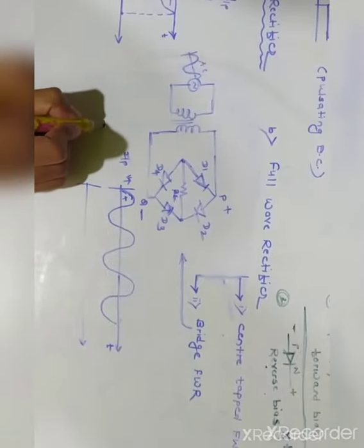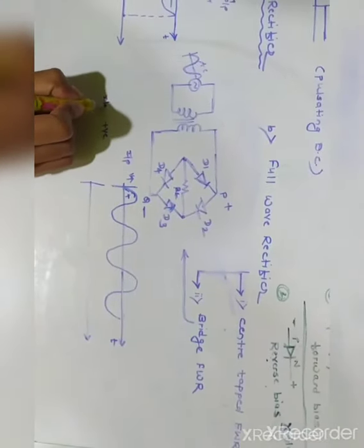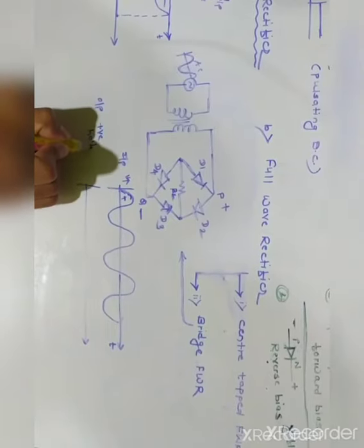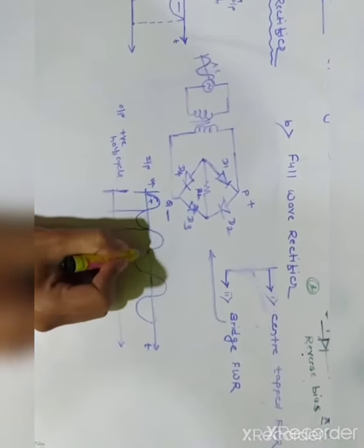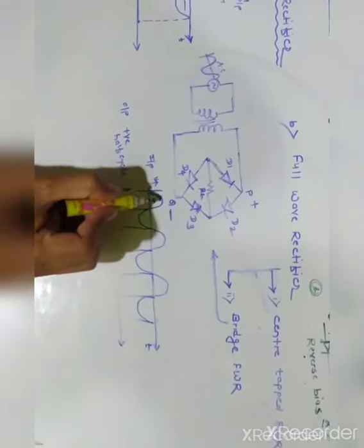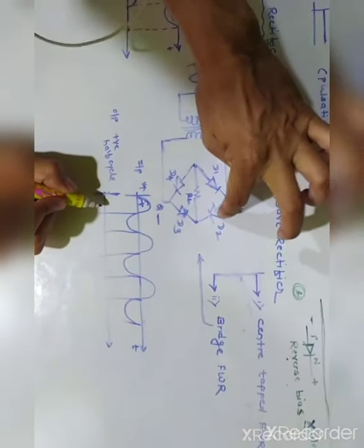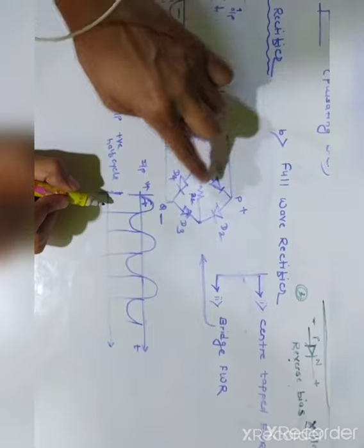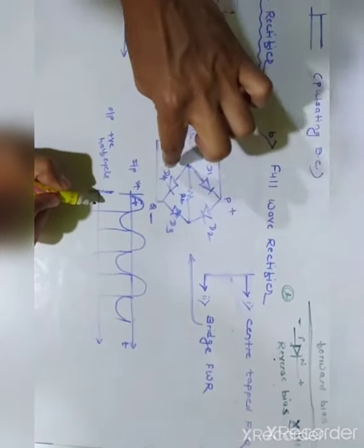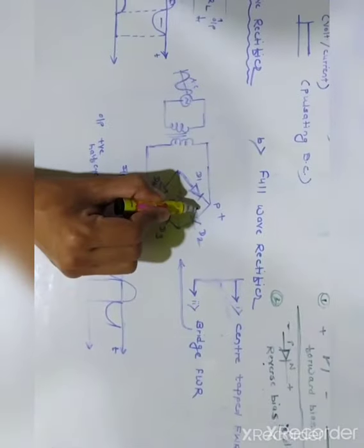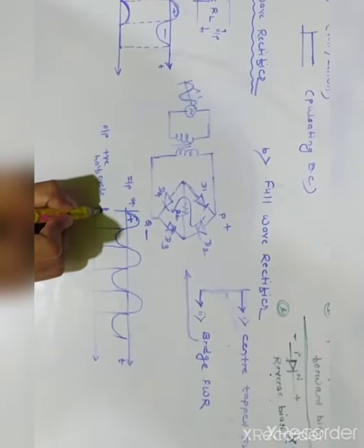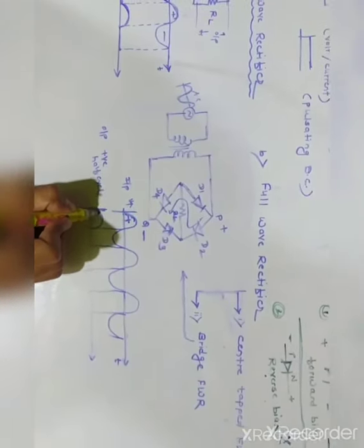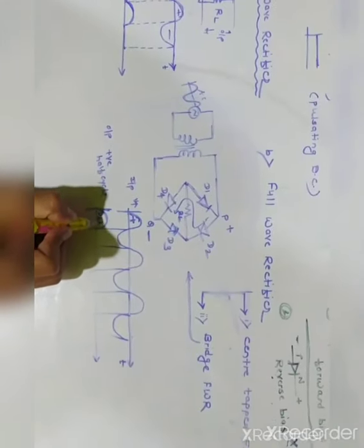What happens to the output during the positive half cycle? D2 and D4 are in forward bias condition, and D1 and D3 are in reverse bias condition. These two diodes conduct and current flows through the load like this. So we get the output when the diodes D2 and D4 conduct.